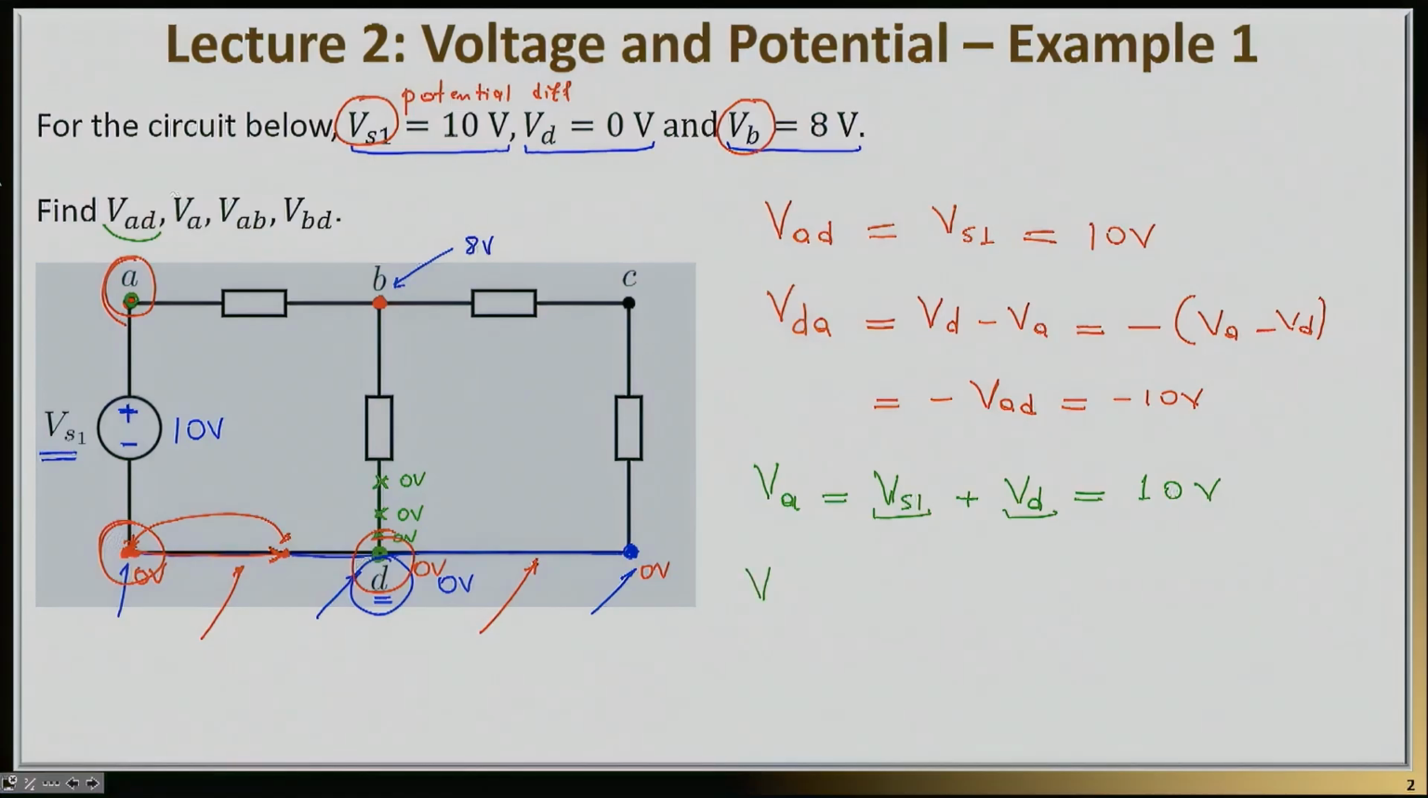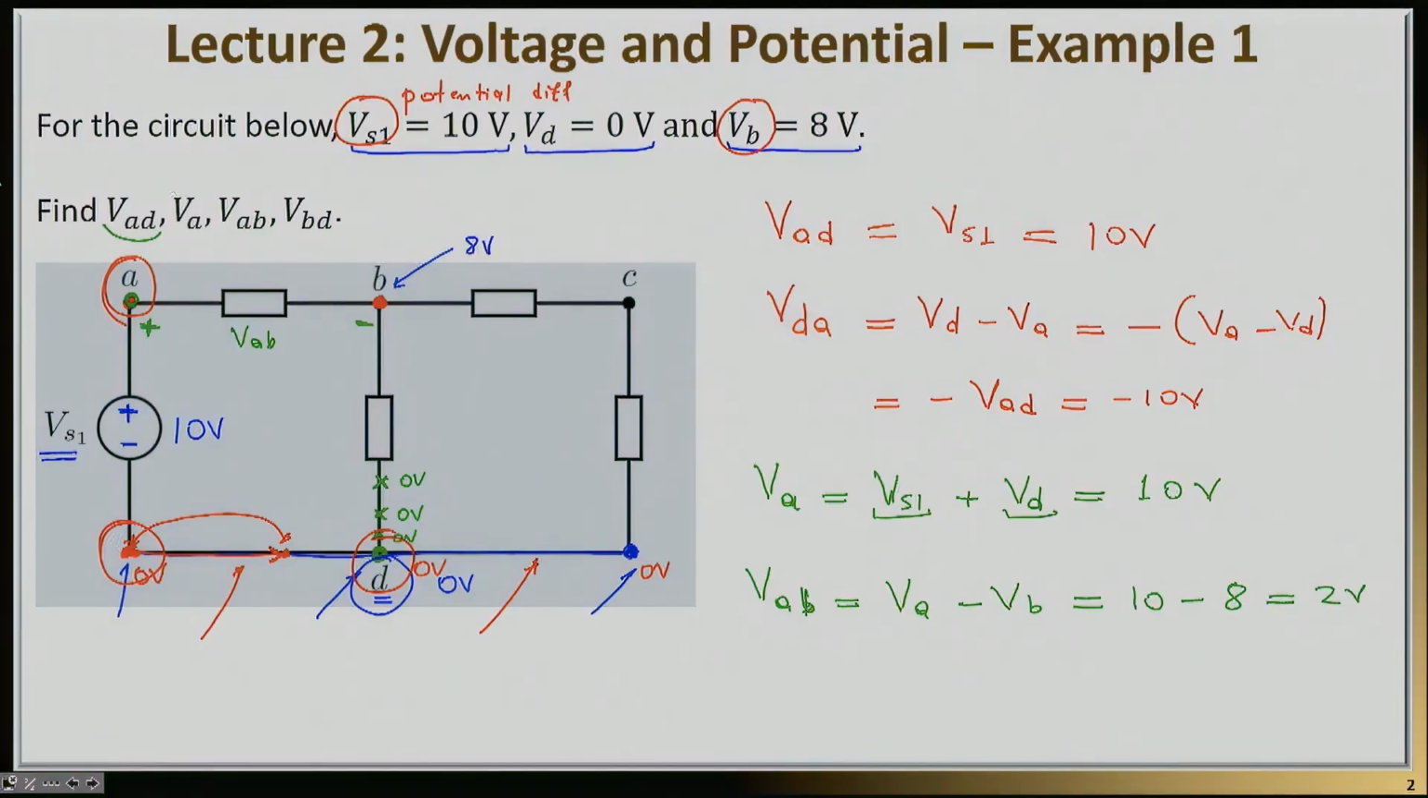Now, the next question is to find out what is VAB, the voltage difference between node A and node B. And notice what I just did in the circuit. I wrote VAB here, and I put plus on node A and negative on node B, because that's what we mean when we write VAB. So VAB is VA minus VB. VA we have already found is 10 volts. VB is given as 8 volts, and therefore the result of this potential difference is 2 volts.